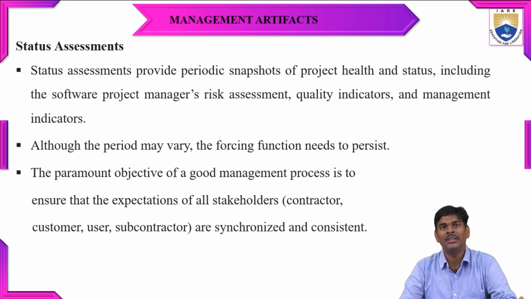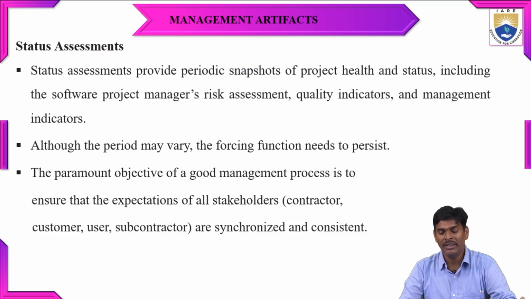So here in the status assessment, we know that it considers periodic snapshots of the project health. It means it will check what the project health risk is, whether it is low, medium, or high. And we need to know the status of the project. So this project health includes the major or minor risk assessment, and also providing the quality indicators. And the next one is management indicators.